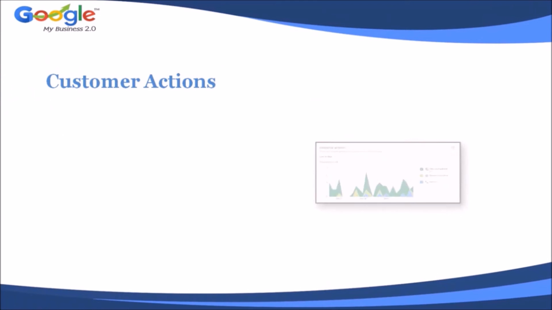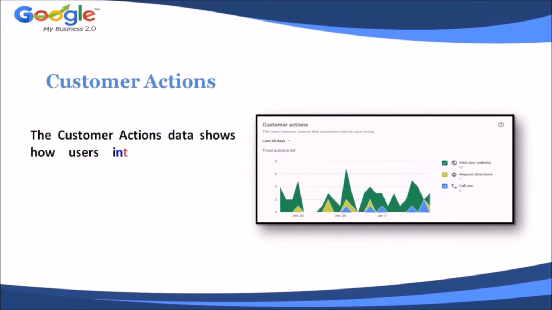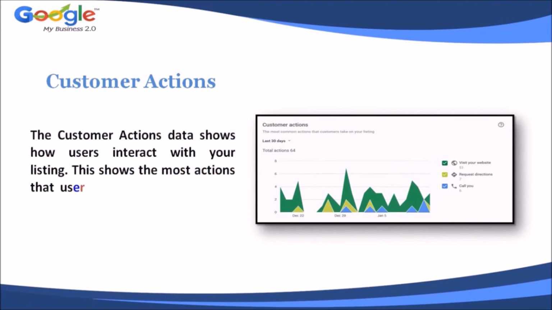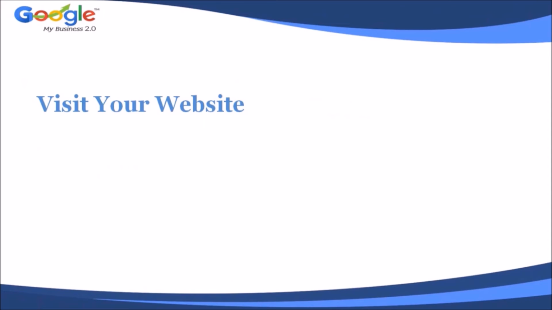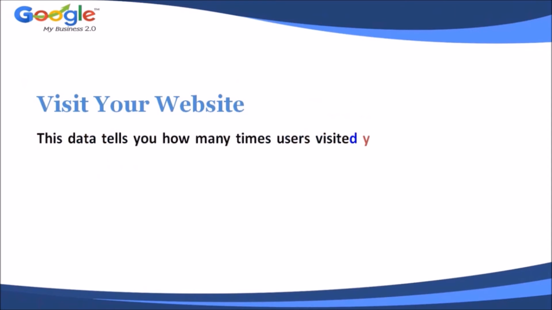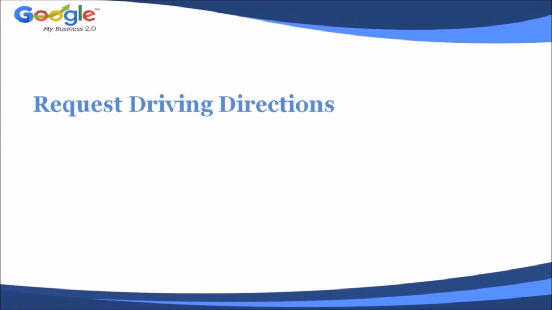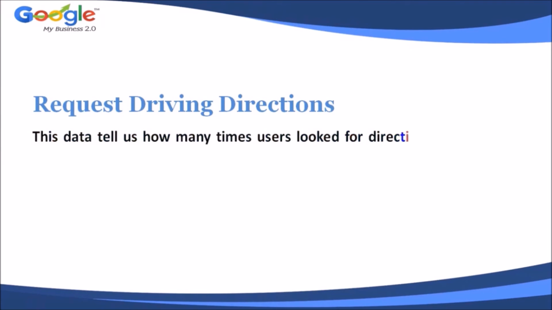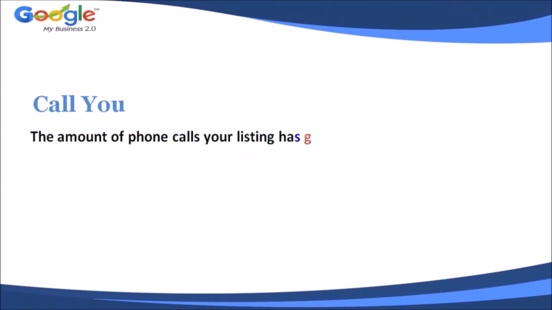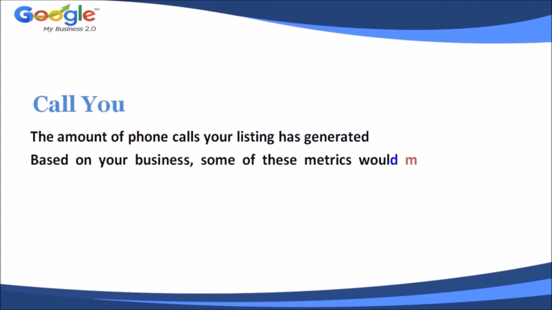Customer actions. The customer action data shows how users interact with your listing. This shows the most common actions that users can take once they are on your listing. Visit your website: this data tells you how many times users visited your site after interacting with your listing. Request driving directions: this data tells us how many times users look for directions to your business. Call you: the amount of phone calls your listing has generated.